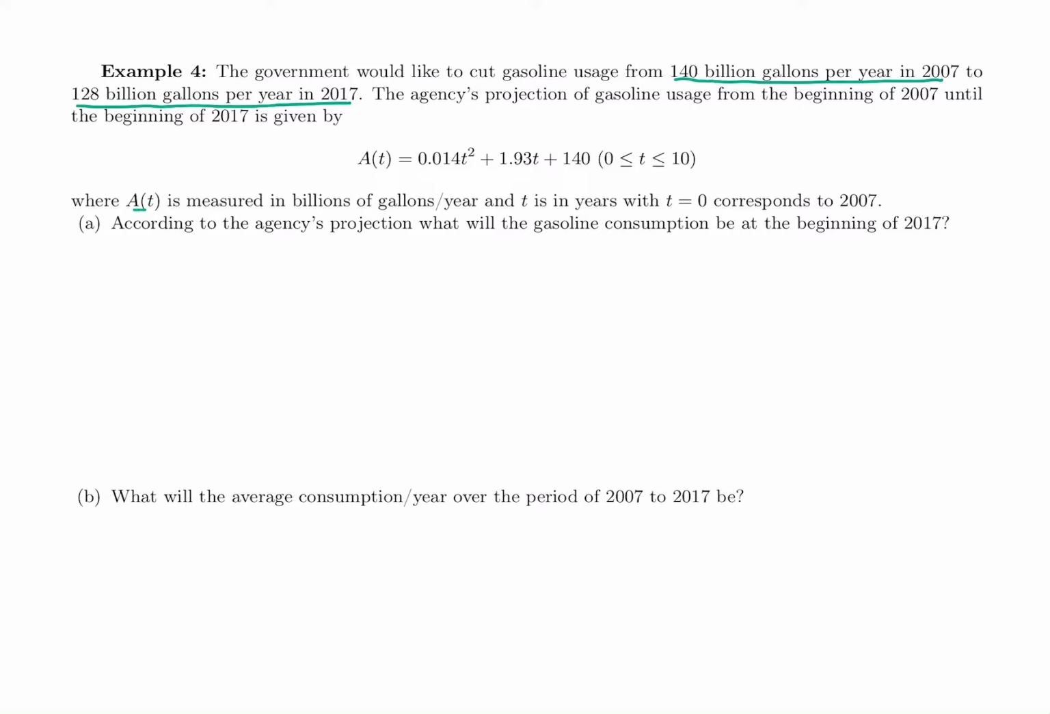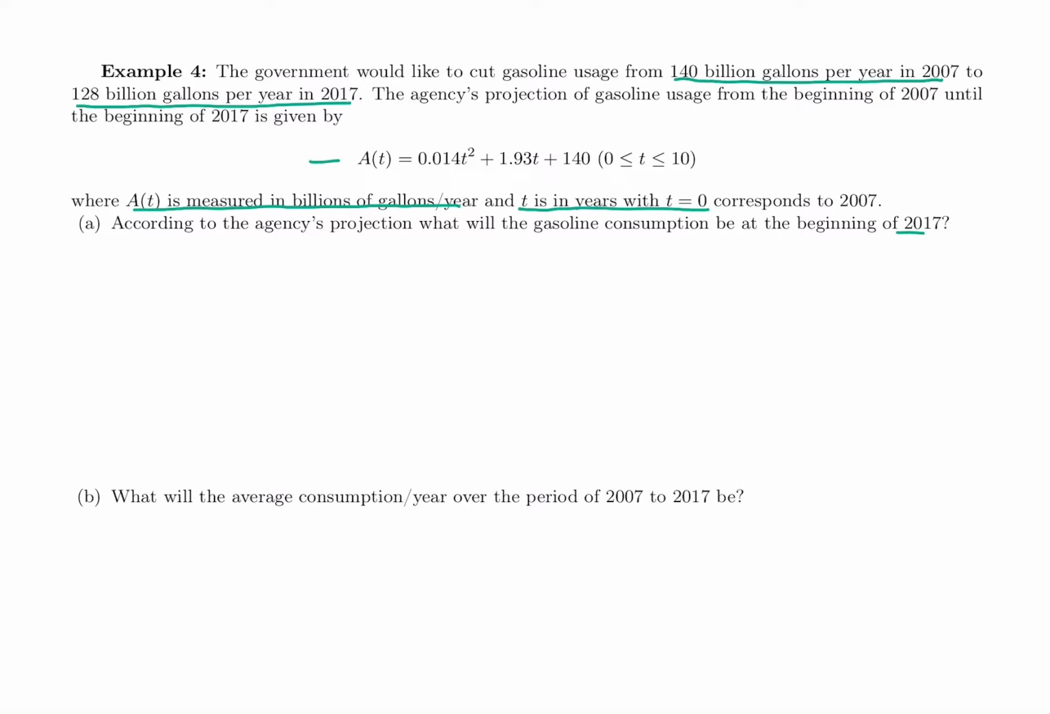A of T is measured in billions of gallons per year, and T is in years with T equals 0 corresponding to 2007. So 2007 must have been the first year that they were really trying to focus on gasoline consumption. And obviously, we've been focusing on it more and more as a nation since, with all of these electric cars becoming more and more popular. So we're trying to reduce gasoline consumption, and we're going to look at this model to see what actually is happening. According to this agency's projection, what will the gasoline consumption be at the beginning of 2017?